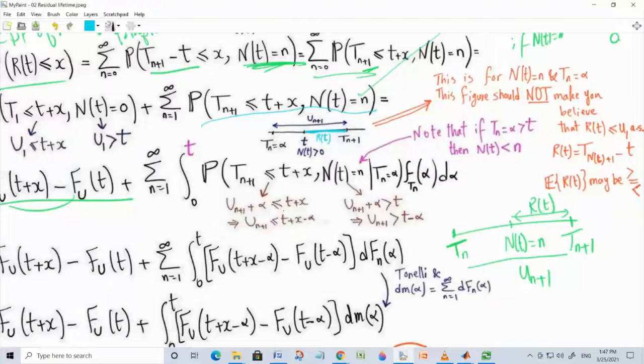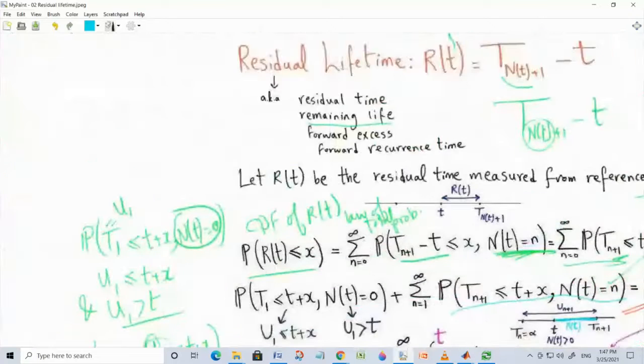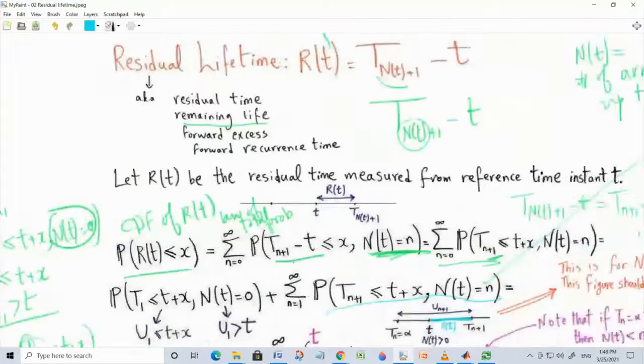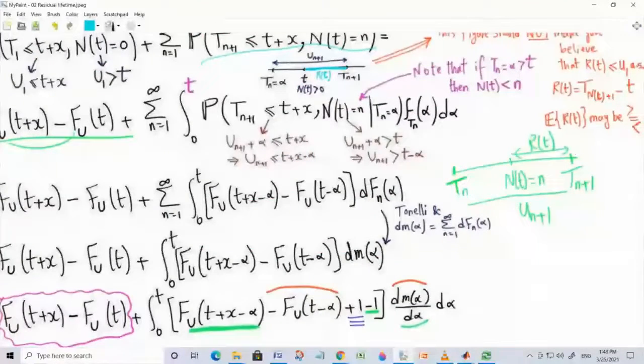Now, look here, what is the event? Basically N(t) is equal to n, and our original event is that the residual time is less than or equal to x. And so what is the residual time? The residual time is R(t) = T_{n+1} minus t. So we want this to be less than x, so we want T_{n+1} to be less than t plus x. And what is T_{n+1}?